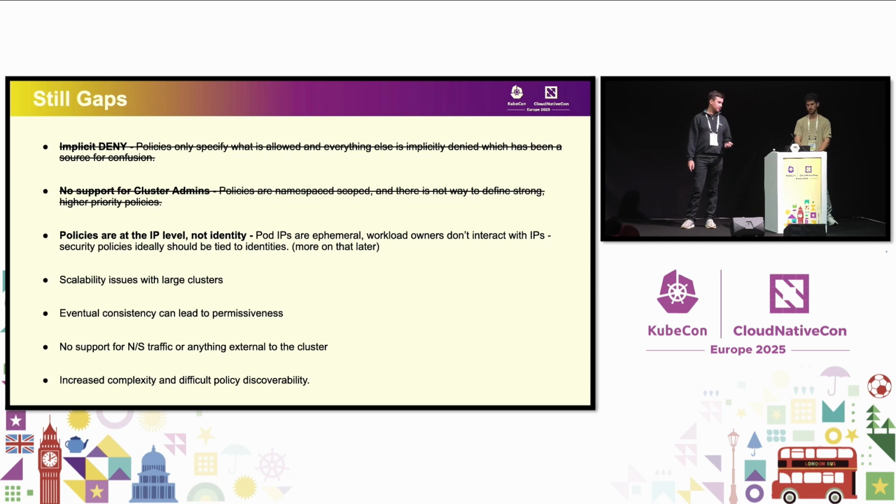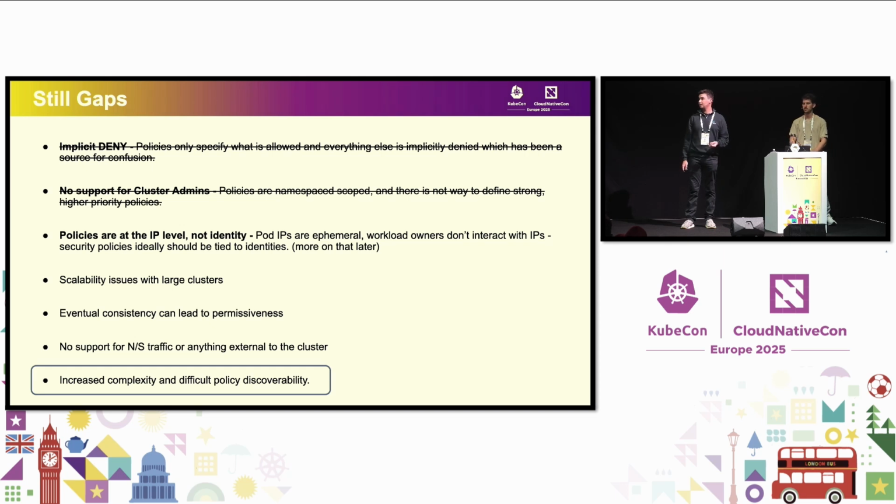So that helps with the implicit deny, and it helps with supporting cluster admins. But we haven't really handled identity, scalability, north-south traffic, and we've added a new gap. There's increased complexity because now you have layers of admin network policy, and you have all these different resources, so trying to figure out what's going on and what's applying to your traffic can be complicated. There's a lot of tools that SIG Network's been working on that can kind of help you map this and test this and see what's going on, but it does add complexity.